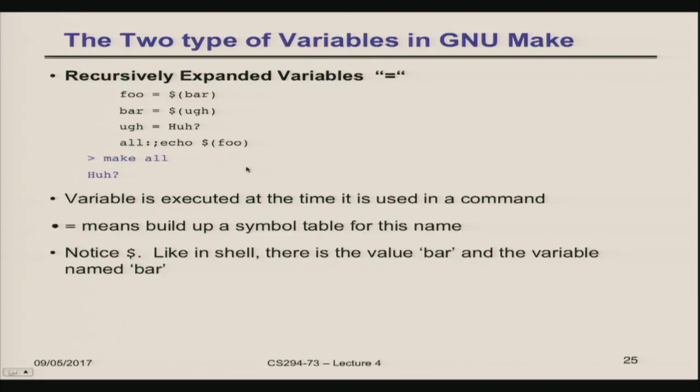And you type make all, and you get back, huh? And why is that? Because what make did is it built up the dependencies of all these recursively expanded variables and then expanded out these definitions, and finally found out that yes, indeed, foo is equal to the string huh. So what else about this? In fact, what's going on in the background is that there's a table being built up of all these variables and who talks to what.